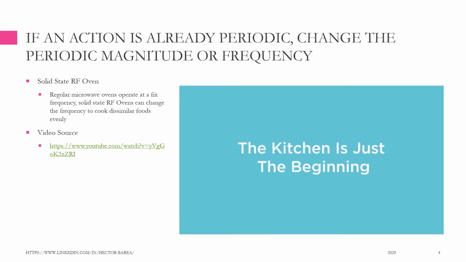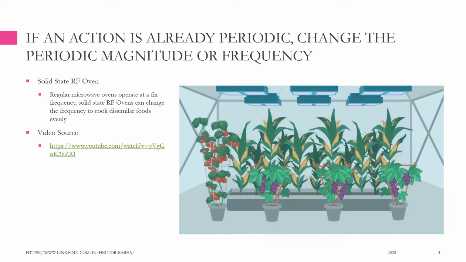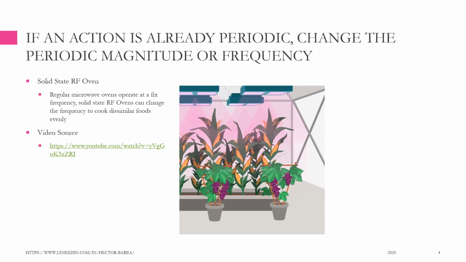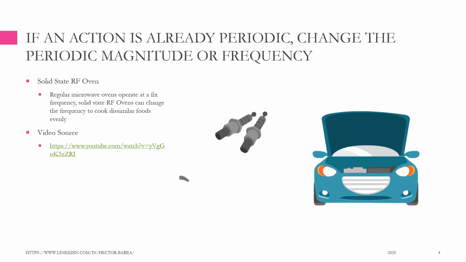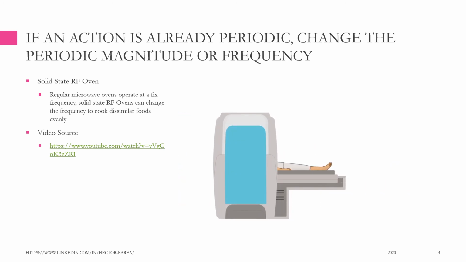But the kitchen is just the beginning. RF energy is now being developed for advanced plasma lighting in horticulture, cutting-edge spark plug replacement for higher automotive fuel efficiency, and complex medical devices for cardiac ablation and cancer treatment, where precision is obviously paramount.